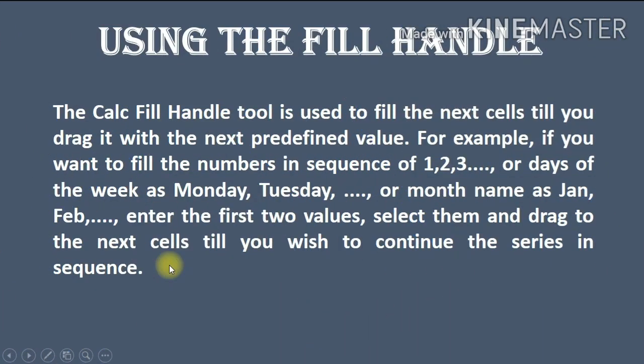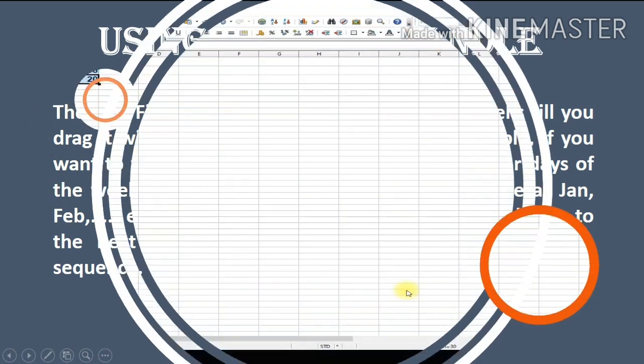We are going to discuss using the fill handle. This method is used to fill the next cells, as you drag, with the next predefined values. For example, if you want to fill numbers in a sequence like 1, 2, 3, or days of the week like Monday, Tuesday, or months like Jan, Feb, enter the first two values, select them, and drag to the next cells until you wish to continue the series in sequence.